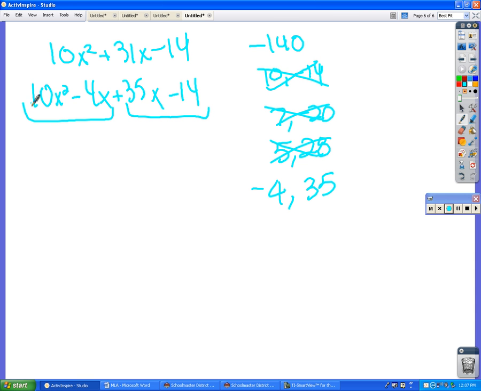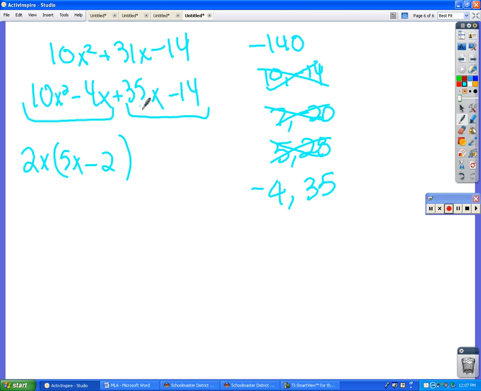What's the biggest number that goes into 4 and 10 evenly? 2. How many x's can I pull out of x squared and x? 1 x. 2x times what gives me 10x squared? 5x. 2x times what gives me negative 4x? Negative 2. So you can check your work there. If I distribute my 2x, 2x times 5x is 10x squared, 2x times negative 2 is negative 4x.